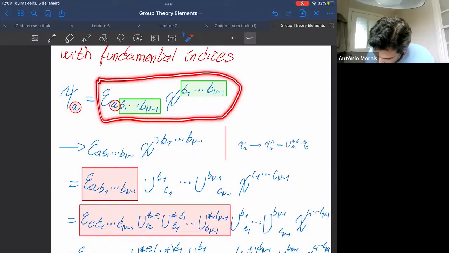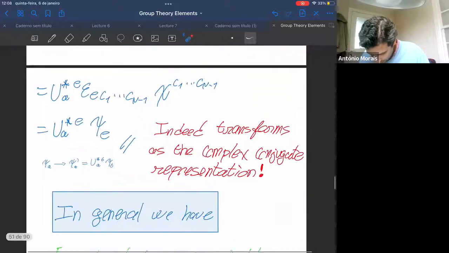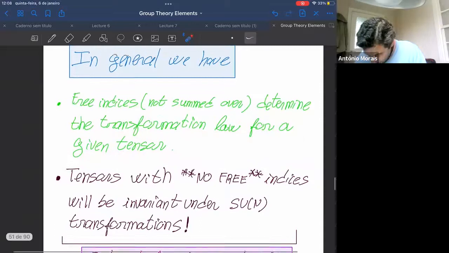seeing this object there, you would immediately know that, okay, there is only one free index, one index that is not being summed, is A, and it is an anti-fundamental. So the resulting representation of this one here will transform as an anti-fundamental. If, for instance, you had 2, this would transform like 2 anti-fundamental representations, and so on. And this is what is written in this green sentence.